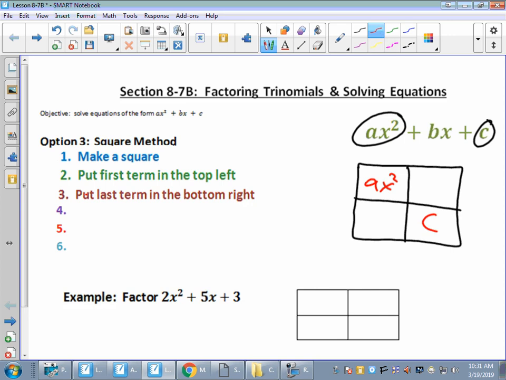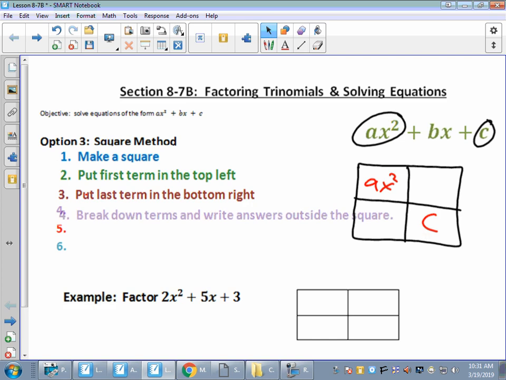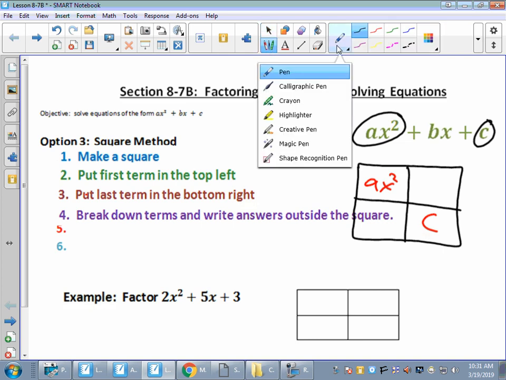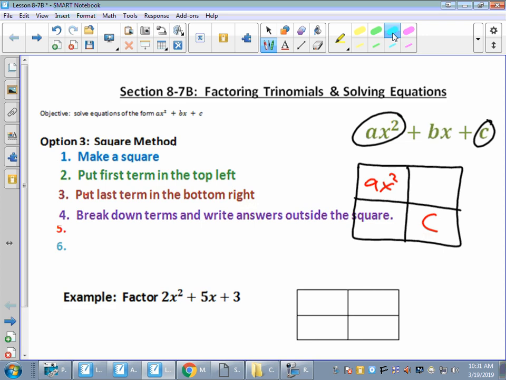And then, basically what happens is, you're going to break down those terms and write your answers on the outside of the square. Now, this will be easier when we actually do an example. When you break down the factors of your ax squared, you're going to put your answers here and here. And then you're going to break down your last term, the c, and put those answers here and here. And then when you get the right factors, you'll be in good shape. It's a lot easier to see when you actually do an example, which we will.